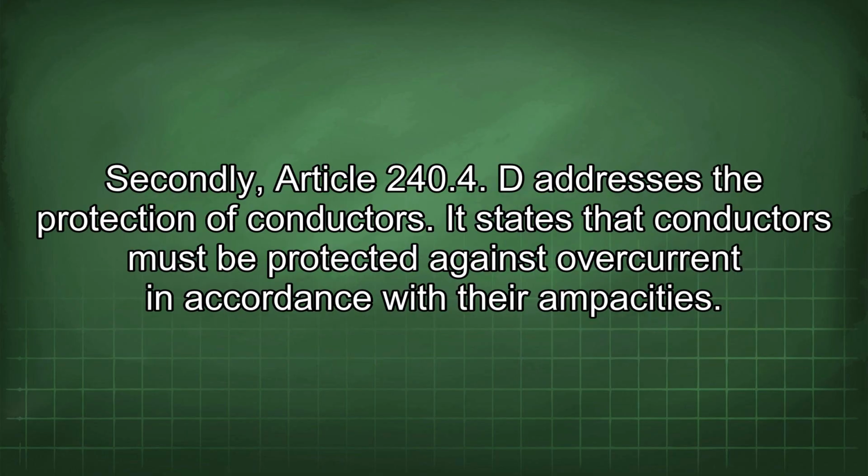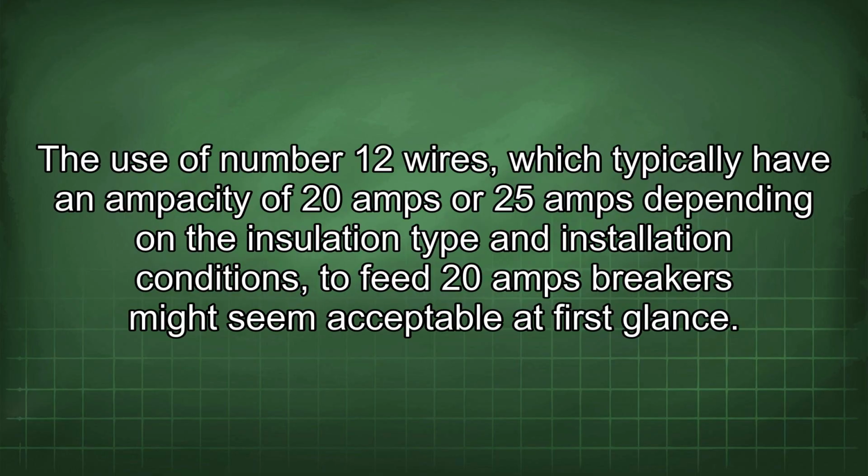Secondly, Article 240.4 D addresses the protection of conductors. It states that conductors must be protected against overcurrent in accordance with their ampacities. The use of number 12 wires, which typically have an ampacity of 20 amps or 25 amps depending on the insulation type and installation conditions, to feed 20 amp breakers might seem acceptable at first glance.